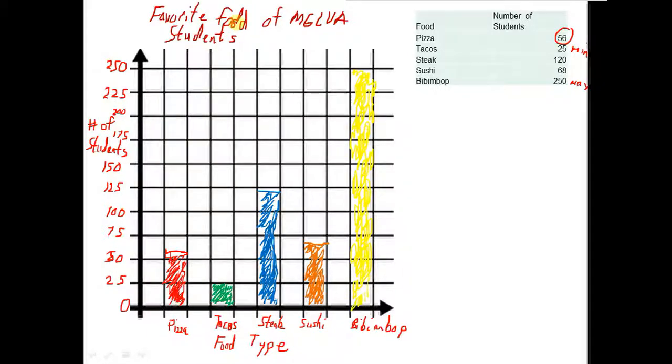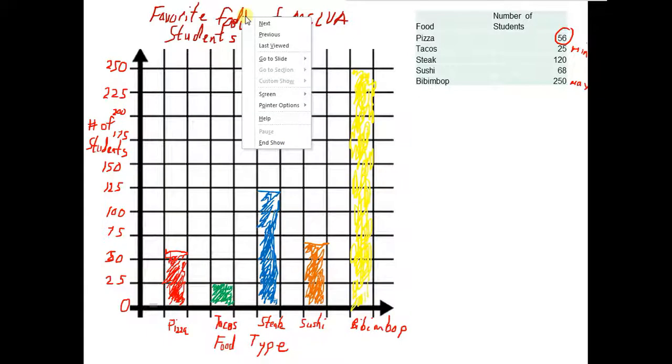And then we can see clearly there were 5 choices, and we can see the number of students that selected each food type.